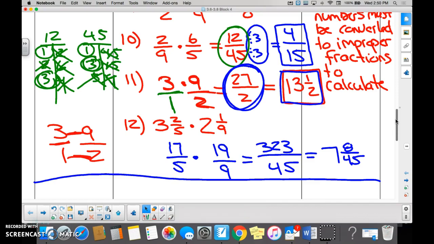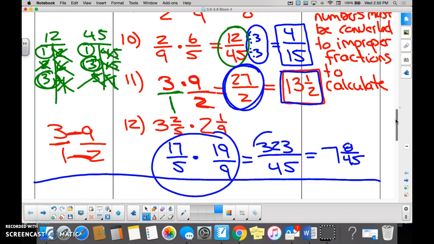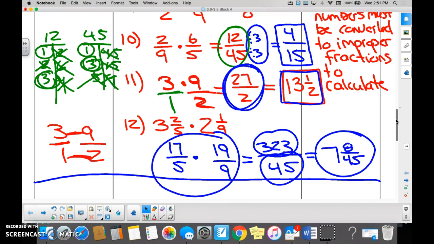Okay? Last one. Can you multiply with mixed numbers? No. So you must convert them to improper fractions. Once we converted to improper fractions, 17 fifths and 19 ninths, we multiplied. We got a gigantic number here. We got a smaller number here. Is that improper? Yes. So again, you do your division: 323 divided by 45. You can do long division. You can use your calculator to help you out. I don't care at this point, as long as you can come up with 7 and 8/45 as your final answer.